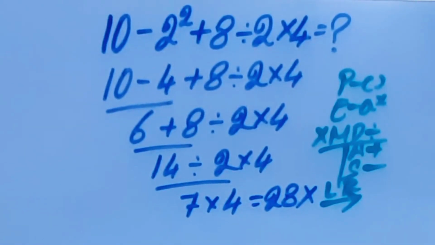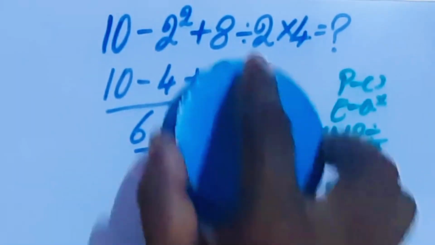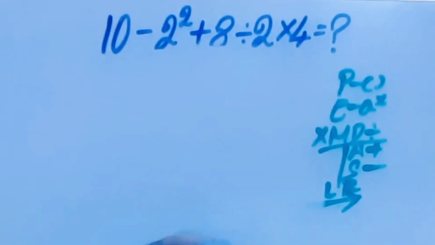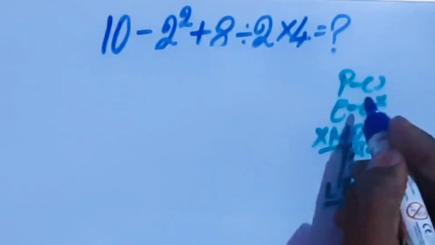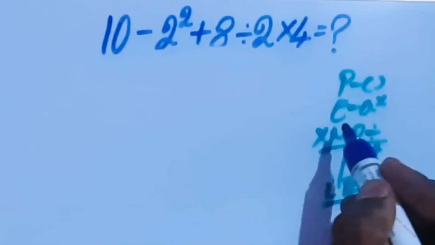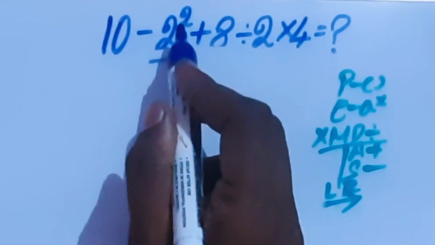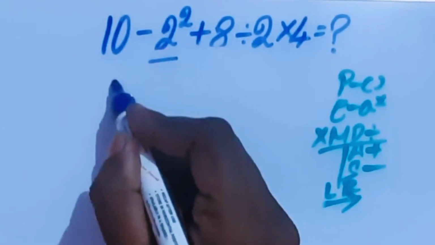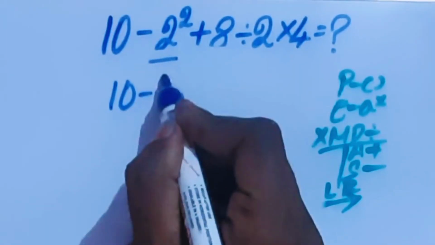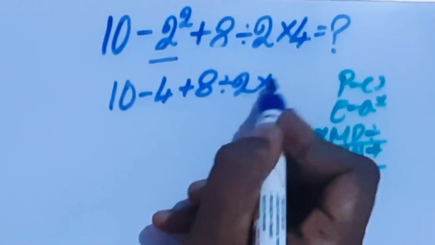Now we are going to solve this problem in the correct way by using the order of operations PEMDAS. Here, as per PEMDAS, the bracket is higher priority. We don't have a bracket in this problem. The next priority is the exponent. We have an exponent here, 2 power 2. We have to do this 2 power 2 before any other operation. So 10 minus 2 power 2 is 4, plus 8 divided by 2 times 4.